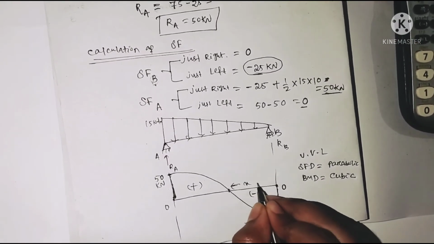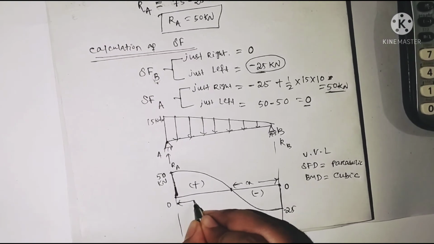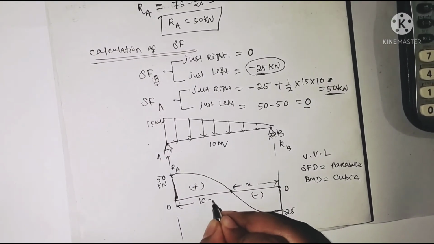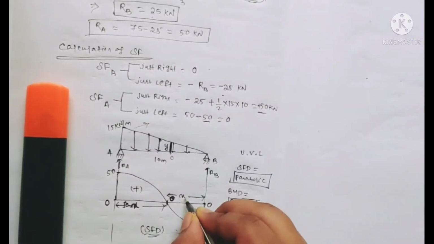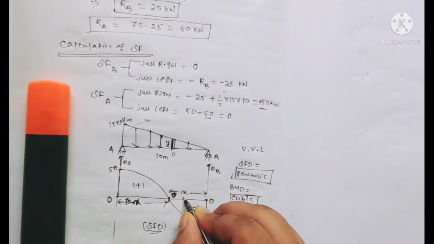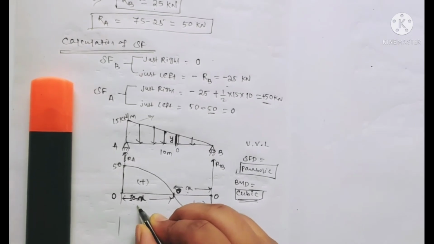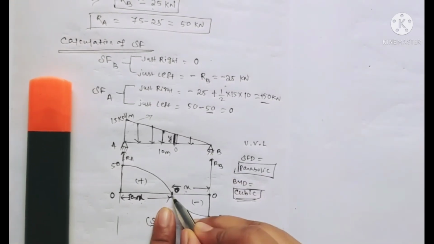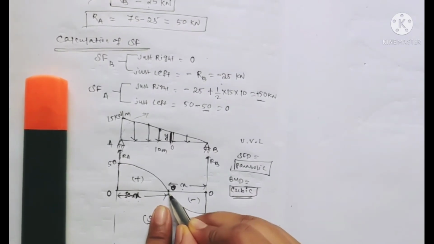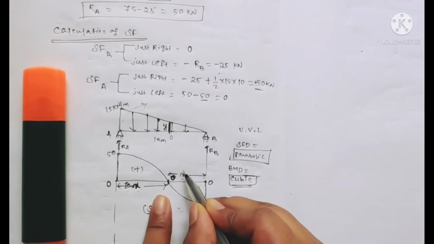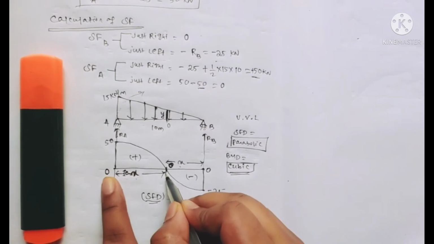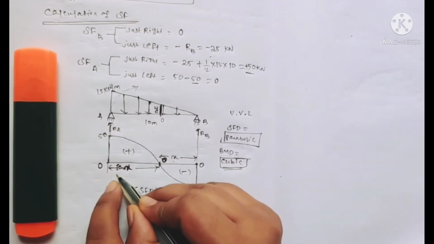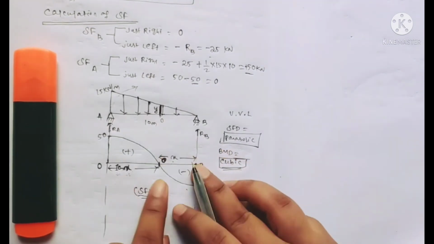Let this distance be x, and the whole distance is 10 meters. So the remaining distance will be 10 minus x. Let the distance from point B to the point where the shear force will be 0 be x, and the remaining distance will be 10 minus x.